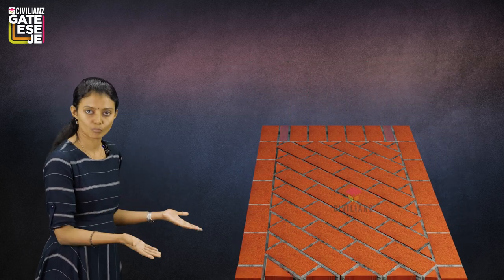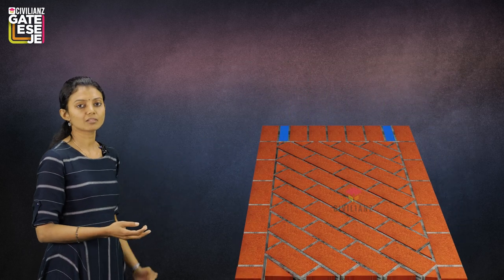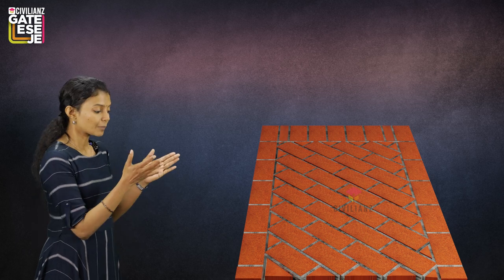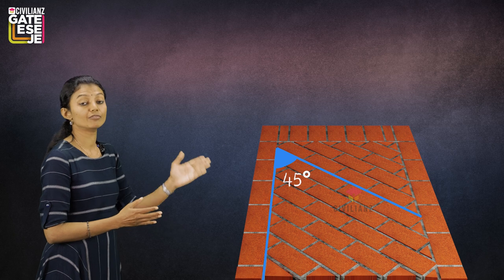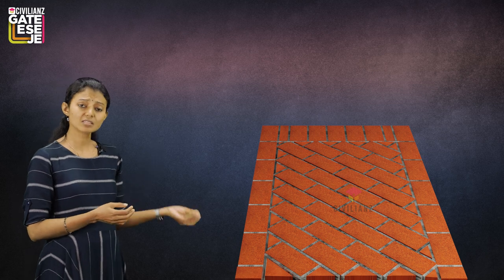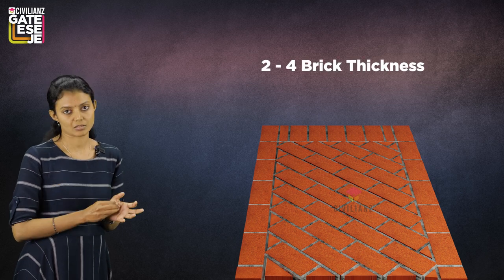So now we have two stretcher courses on both sides, and perpendicular to that we have a header course. The bricks are laid at an inclination of 45 degree with the stretcher course. That is the peculiarity of a diagonal bond. And this type of bond is used for construction which requires 2 to 4 brick thickness. That is the application of the diagonal bond.